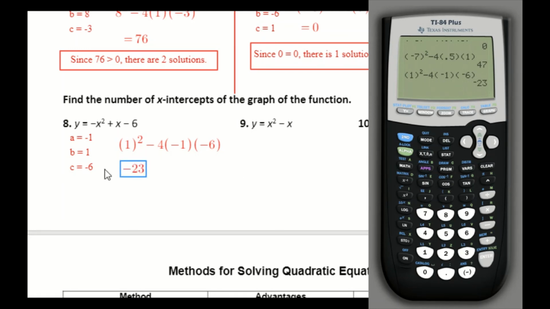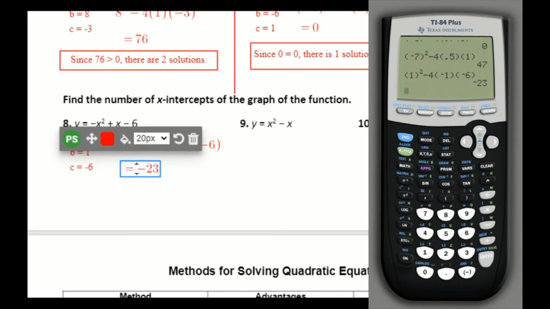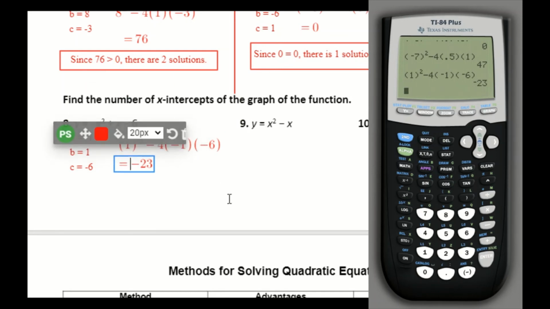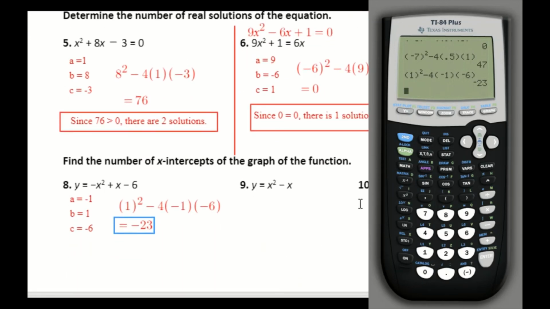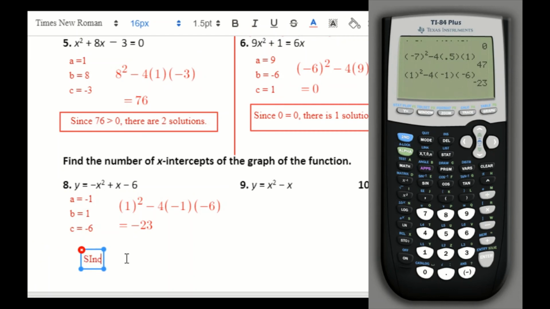So when you get a negative discriminant, as we said before, that means there's no solution, which means that there's going to be no x-intercepts, like we see up here. So that's just going to be our answer. There are no x-intercepts. And now I just want to put a little clarifying statement so we can see why that is. So since negative 23 is negative, there are no x-intercepts. If we're trying to solve the related equation, we would say there's no solution.